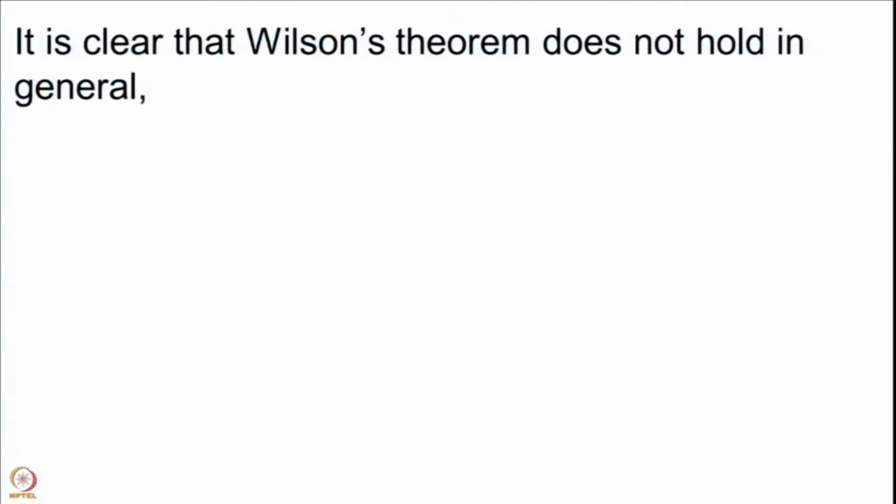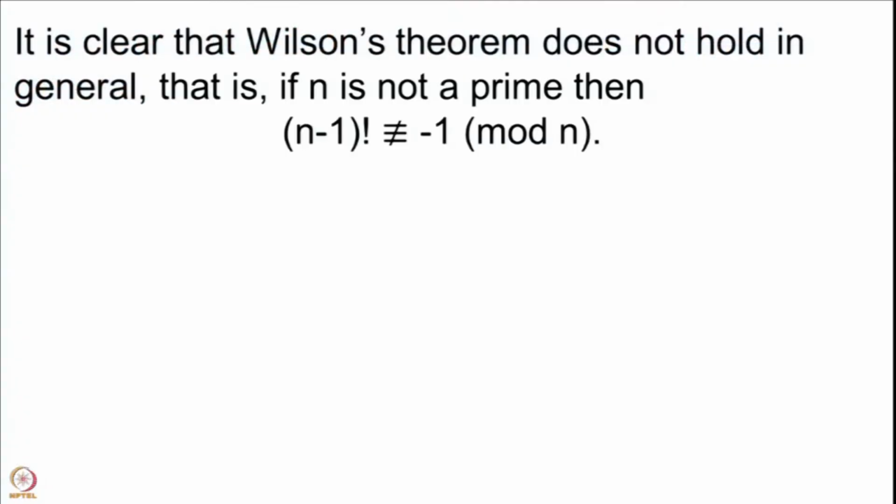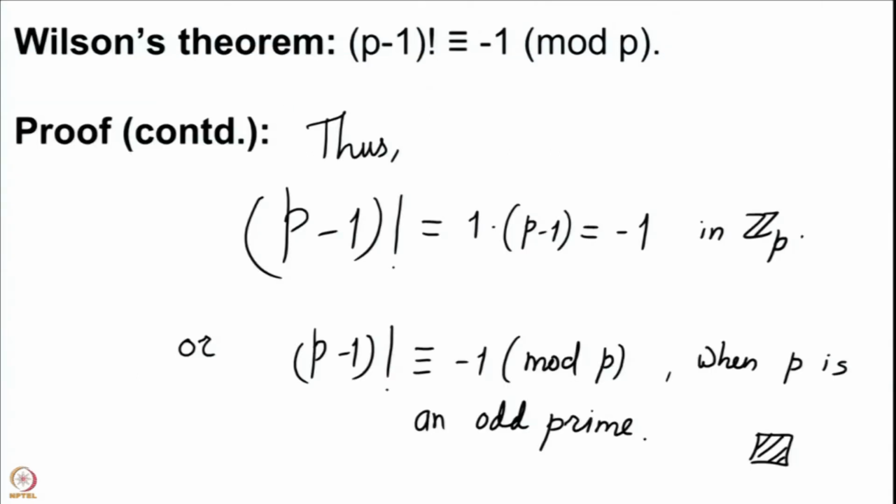Alright, so we have such a nice result and you may ask what would happen in general. So, clearly Wilson's theorem does not hold in general. In fact, what that means is that if you take a number n which is not a prime, you may ask, the earlier slide said that p is odd. If you put p equal to 2, then yes, that also holds. Here p minus 1 is 1, which is minus 1 modulo 2.